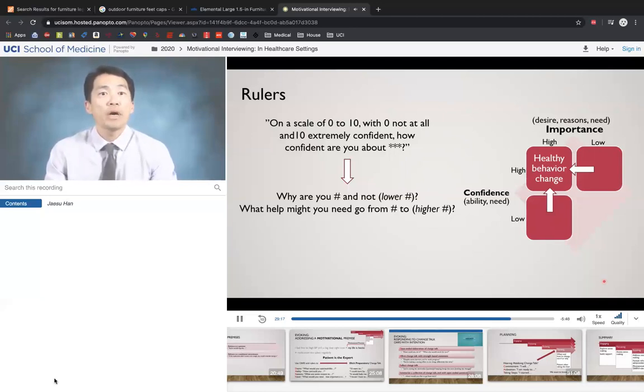What help might you need to go from a 5 to a 7? So I am asking for a higher number here, but only because I'm asking for more change talk. What are they going to need to get there? And then we can ask, if they needed something, how could they get that? We are again asking for more preparatory change talk. If we can get the sense of importance and the sense of confidence to be higher, then we're going to have a more likely health behavior change.